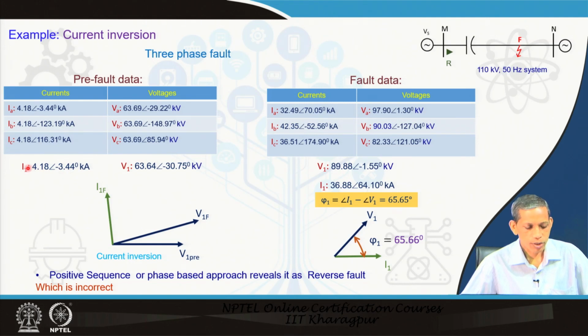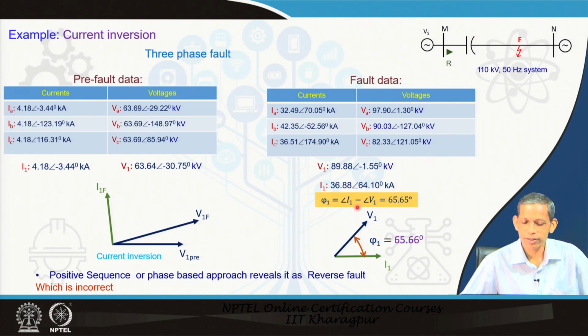We computed the corresponding I 1 and V 1 for the pre-fault and fault cases also. In the phase based approach, or we can say in the positive sequence based approach, if you see this positive sequence perspective, the positive sequence voltage has an angle of minus 1.55 and the corresponding current is 64.10 degree. So, angle of I 1 minus angle of V 1 is phi 1, which we have already used in our directional link principle. That becomes 65.65 degree. Note that this positive angle implies a reverse fault, whereas this is a forward fault.